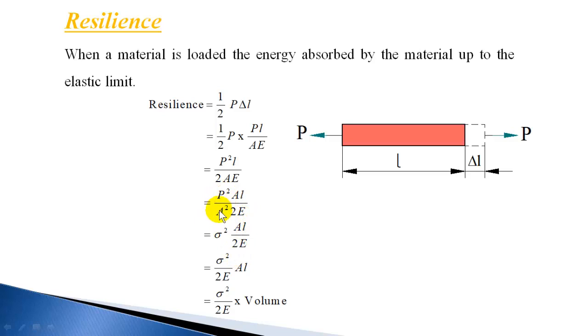So P square by A square, P by A is sigma, so P square by A square is sigma square into AL by 2E. So sigma square by 2E into area of cross section into length, that will give the volume of the bar. So sigma square by 2E into volume. That is the energy absorbed by the material when it is subjected to axial loading. So this is given by resilience. So resilience is sigma square by 2E into volume.